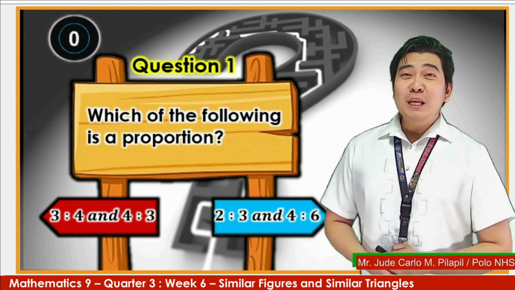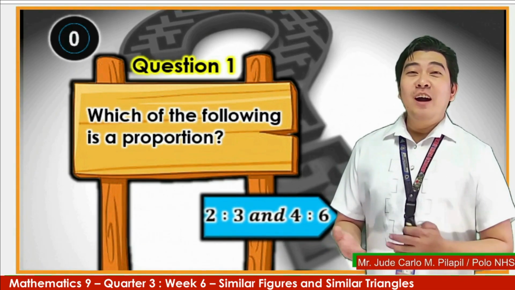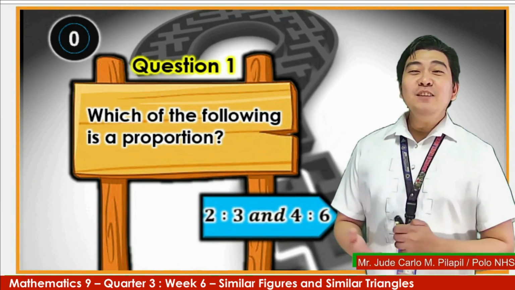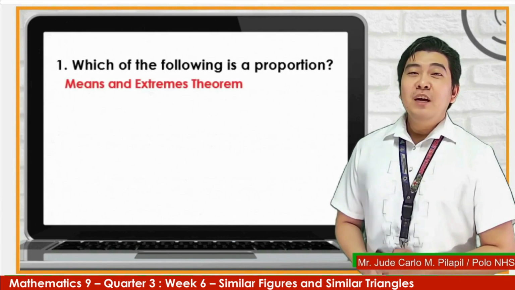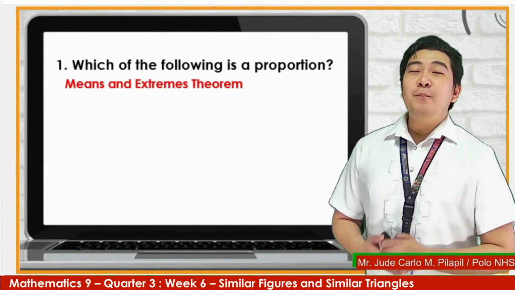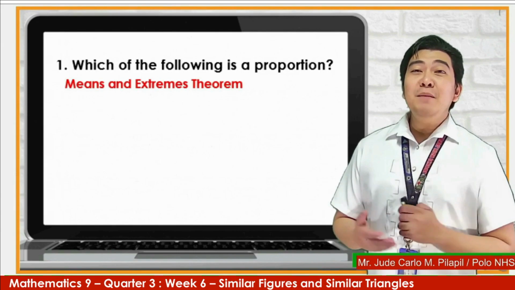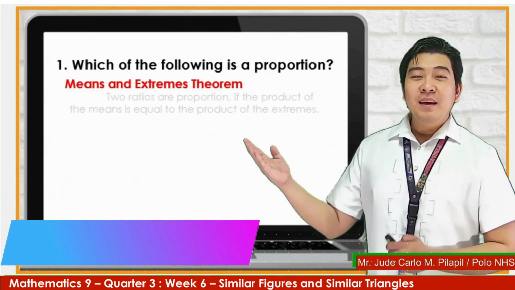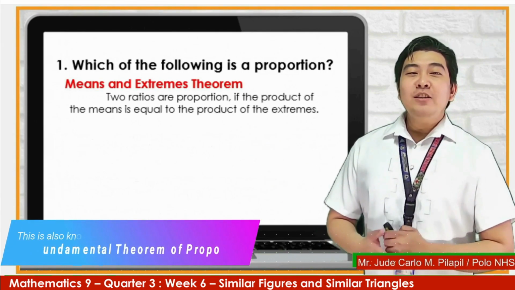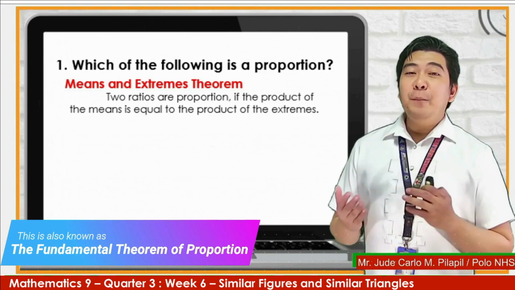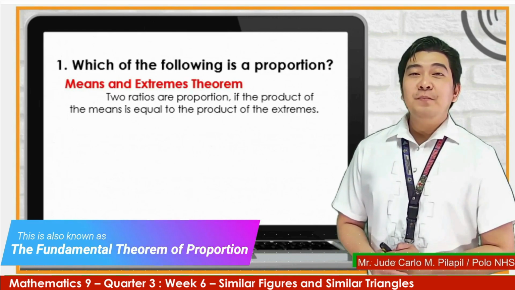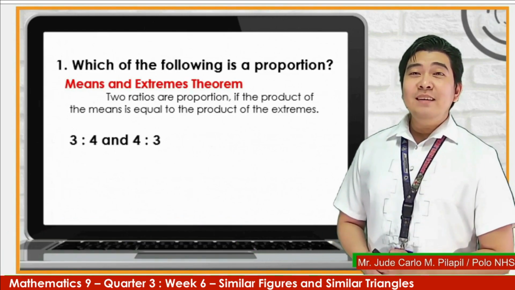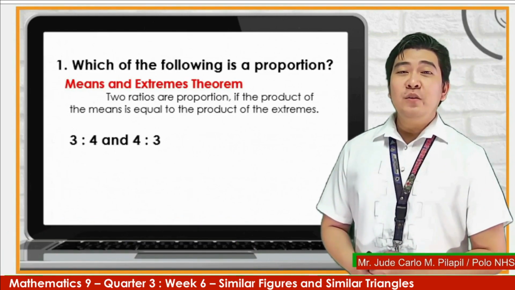If you answered the blue path, you are correct. Let us recall that proportions are equal ratios. To determine if the given are proportions or not, we need the means and extremes theorem. It states that two ratios are proportions if the product of the means is equal to the product of the extremes. One of the choices is 3:4 and 4:3.